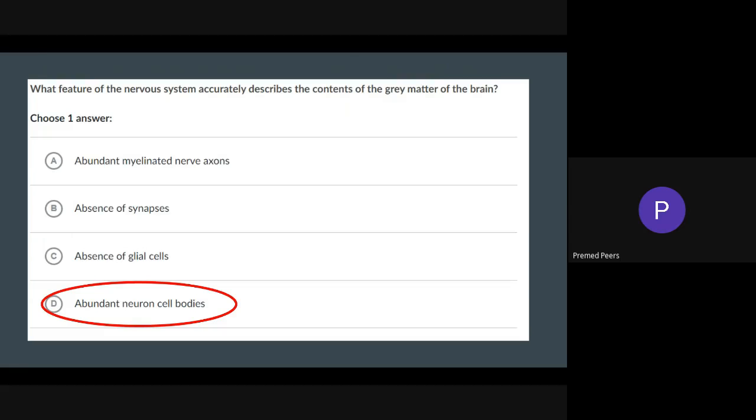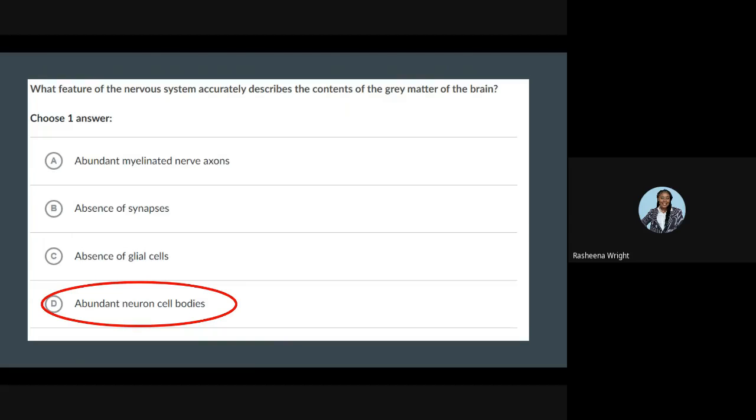Yeah, and then abundant myelinated nerve axons. So when we're talking about gray matter, we're talking about neuron cell bodies rather than the axons, because the gray matter of the brain is your central nervous system, so that's going to be your cell body, and then your nerve axons tend to be more peripheral. So that's the distinction there. So that's why D is the correct answer. Does that make sense? And do we have any questions?